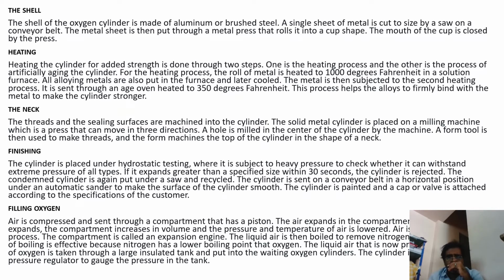Now finishing. The cylinder is placed under hydrostatic testing, where it is subjected to heavy pressure to check whether it can withstand extreme pressure of all types. If it expands greater than the specified size within 30 seconds, the cylinder is rejected. This is a quality management test. The condemned cylinder is put under the saw and recycled, so it is taken for rework. The cylinder is then sent on a conveyor belt in a horizontal position under an automatic sander to make the surface of the cylinder smooth.